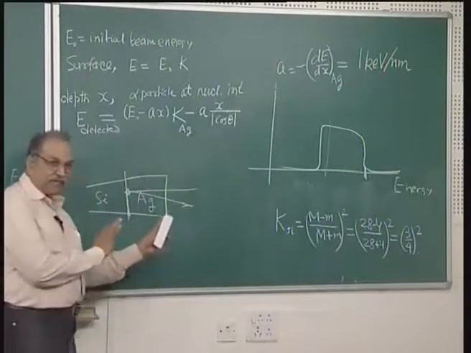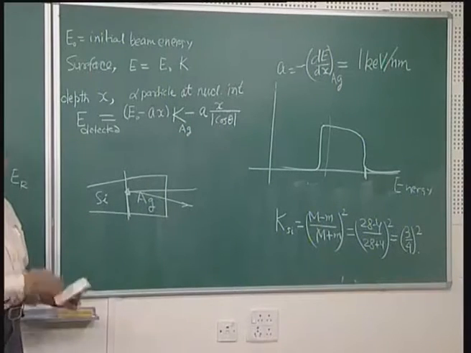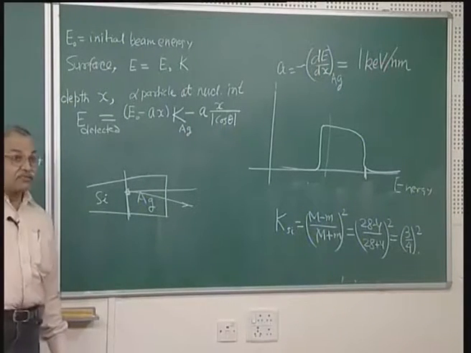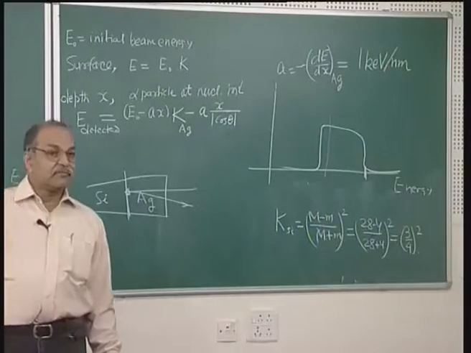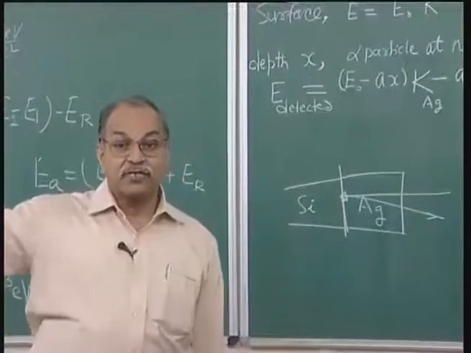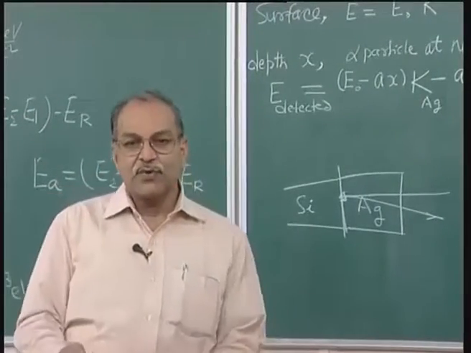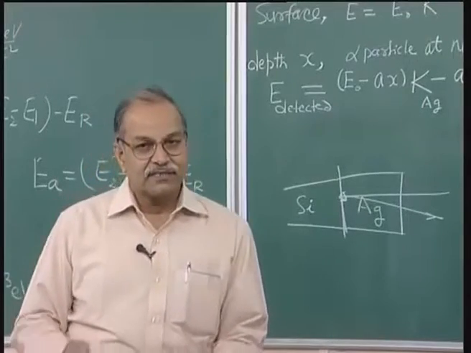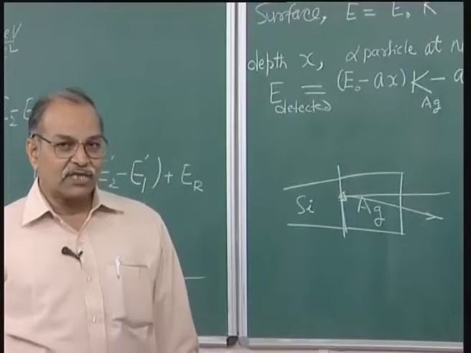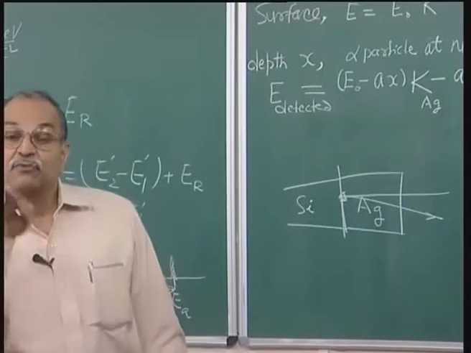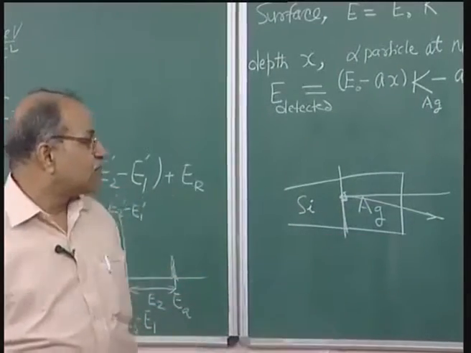So, you have a different kinematic factor. Heavier the nucleus, the kinematic factor will be larger, closer to 1, and for a lighter nucleus, a lot of energy is taken away by that lighter nucleus in recoil, and this alpha particle will have smaller energy. So, this factor will be small.